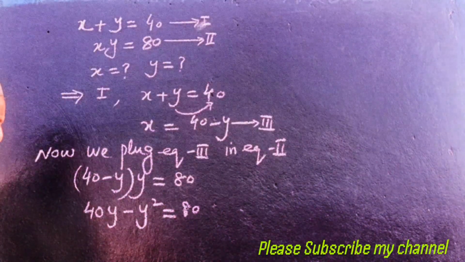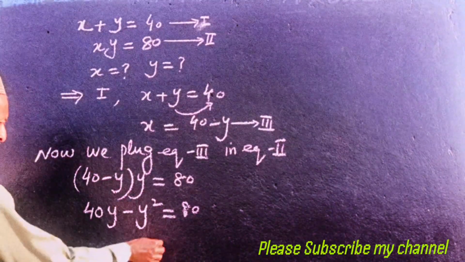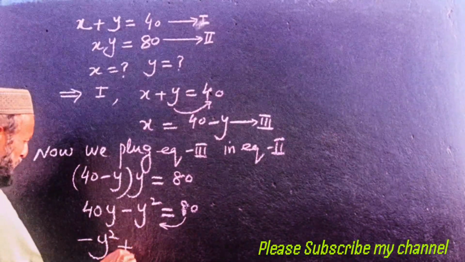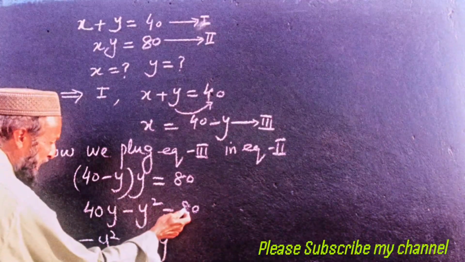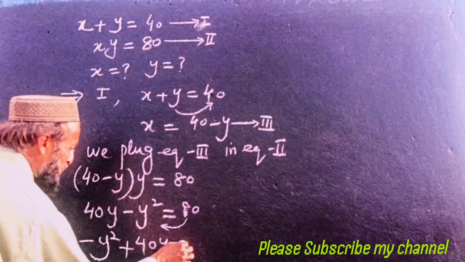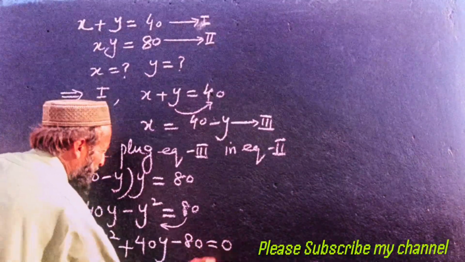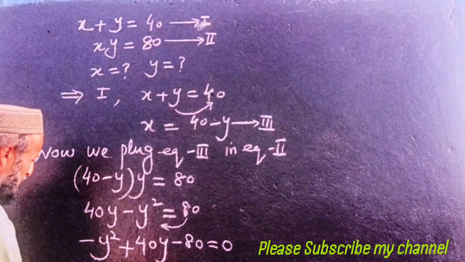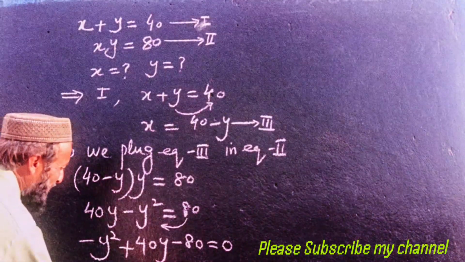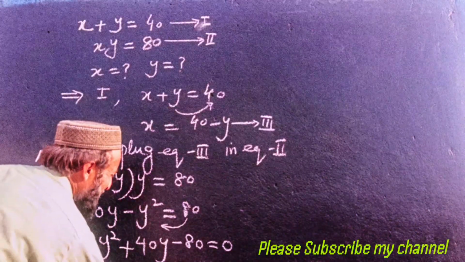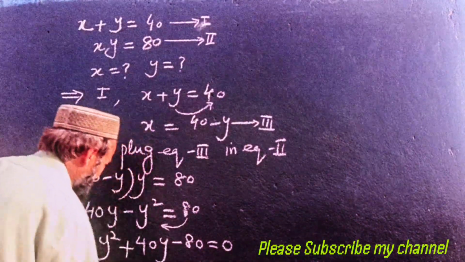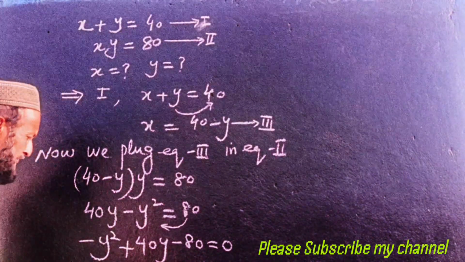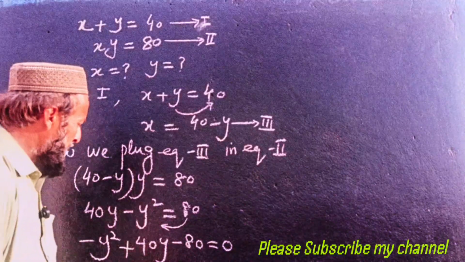Now we can arrange this equation according to the quadratic equation. Now we transfer this result, and also we arrange it as minus y square plus 40y. If the sign is positive and we transfer it to the left side, its sign is also changed, and we get minus 80. Now we take minus 1 common. If we take common, y square minus 40y plus 80 is equal to 0. Minus into minus is plus, and minus into plus is minus. Now dividing both sides by minus 1.